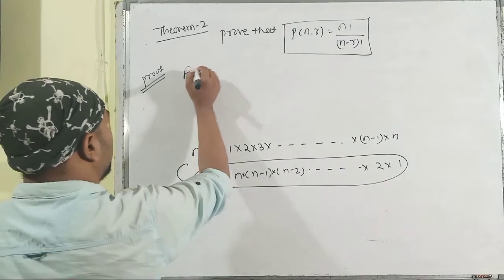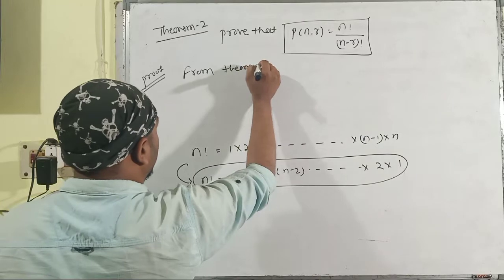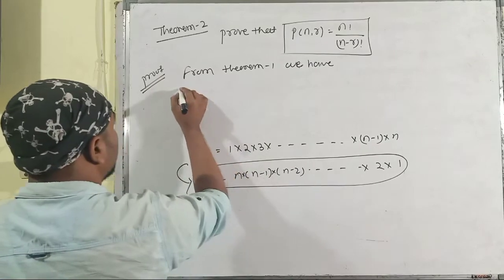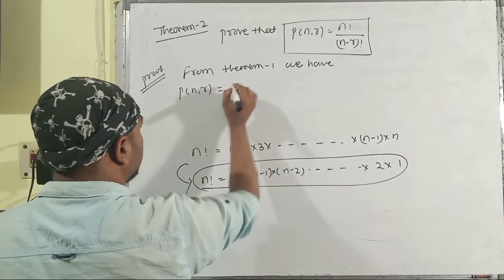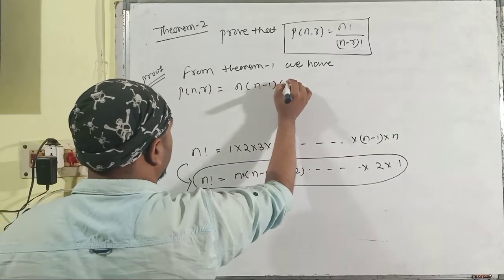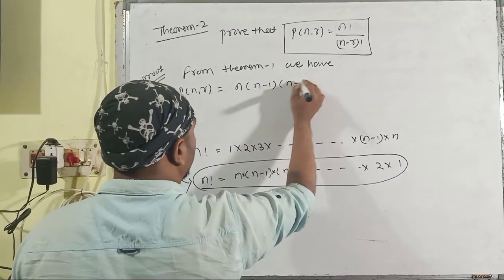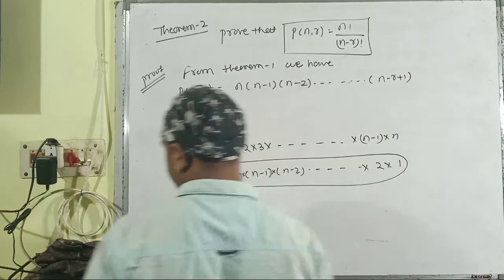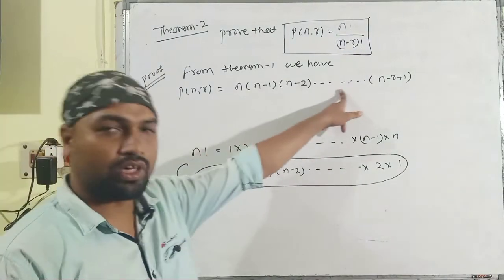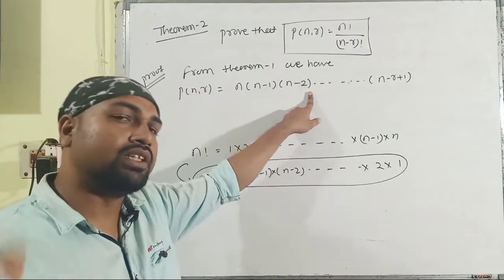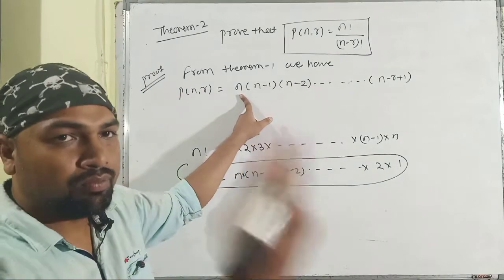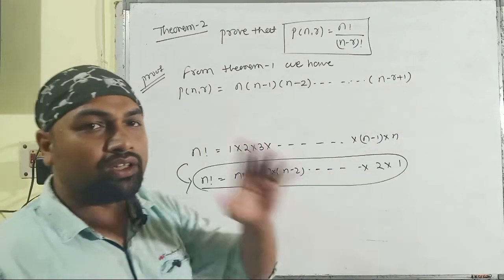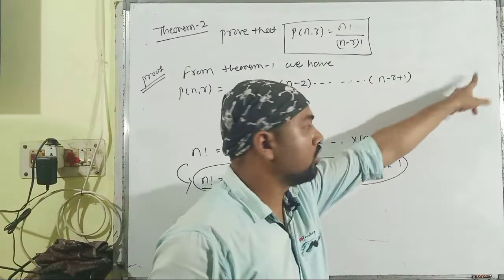So from theorem number 1, we have P(n, r) is equal to n multiplied with n minus 1 multiplied with n minus 2 up to n minus r plus 1. Here it is a continued product, and this is in the decreasing order. N, then the previous term n minus 1, then its previous term n minus 2, up to n minus r plus 1. But this is not continued until the term 1 here.